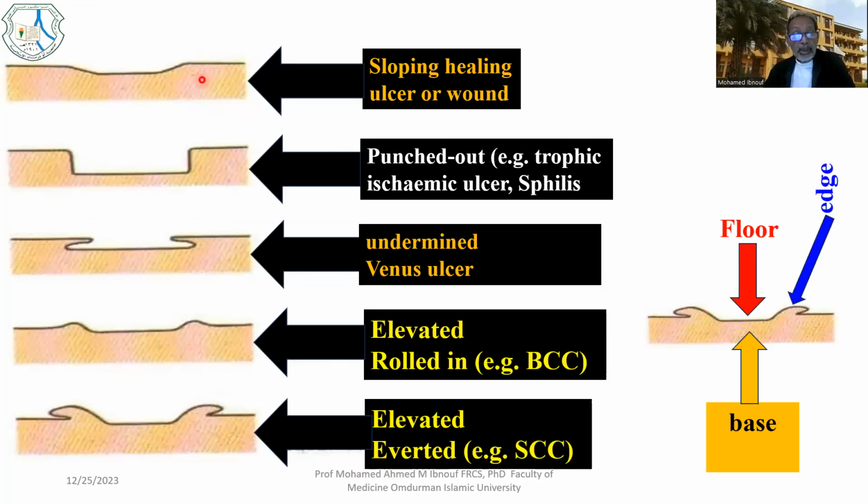Now, this diagram shows the sloping edge of the ulcer, indicating a healing wound, and this is the punched out edge, indicating syphilitic or trophic ischemic ulcers. Undermined edges occur in venous ulcer and in tuberculosis, while elevated margins could be rolled in or rolled out like this. The rolled in could be in basal cell carcinoma, while the rolled out could be in squamous cell carcinoma. The floor is the area we are looking at, the bottom of the ulcer, and the edges are the areas elevated at the margin.